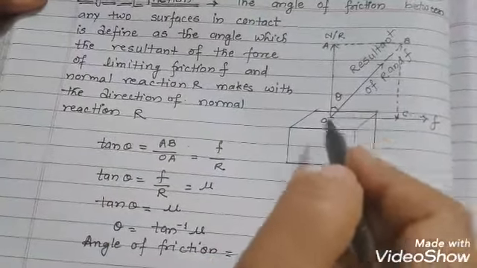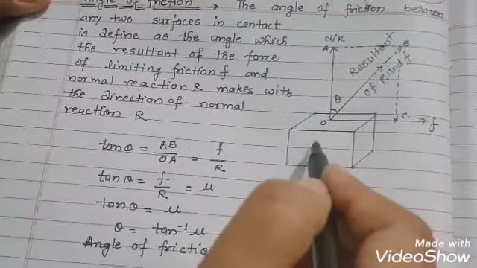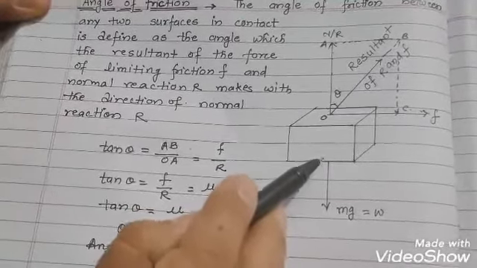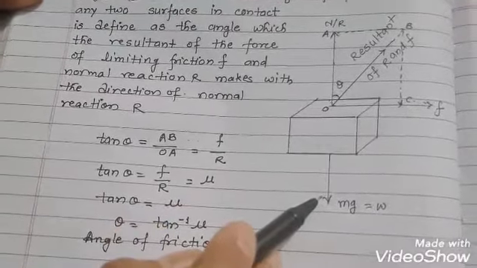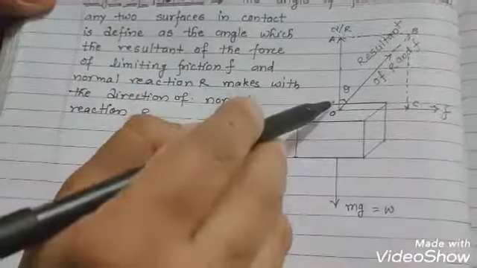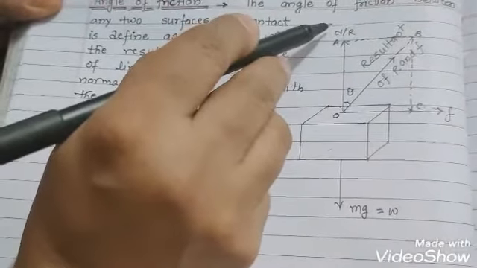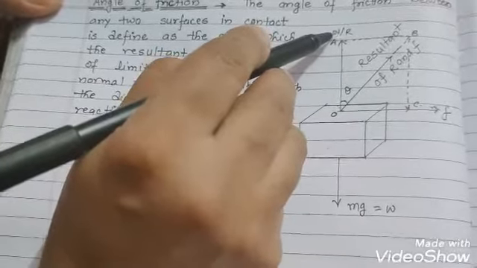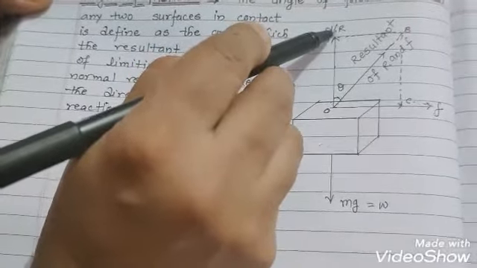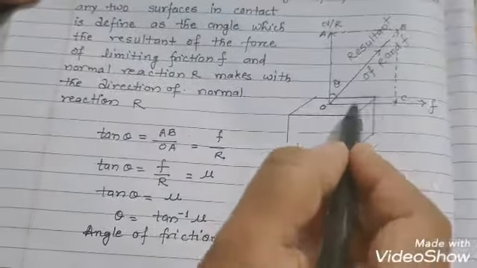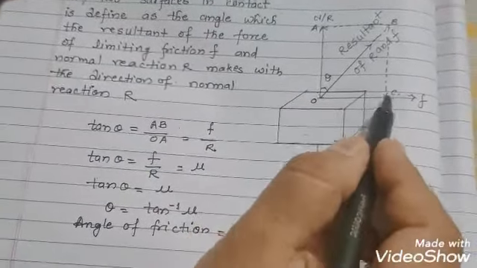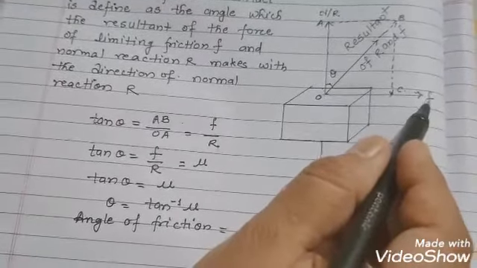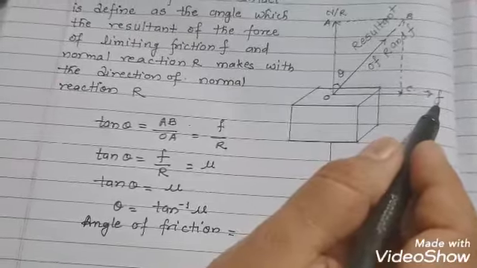You will see here, this is a block. The weight of the block is working perpendicular downward, so the normal reaction is working in the upward direction. This normal reaction we are representing with either N or R. Here, parallel to the surface, a force of friction is working, which is represented with F.